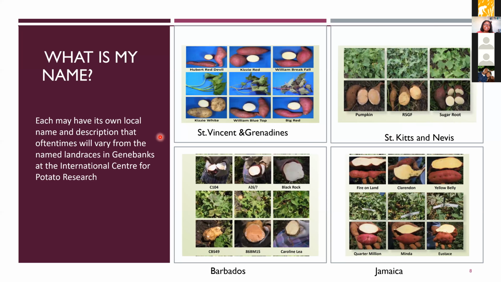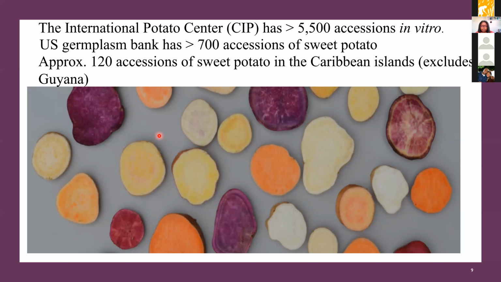However, these varieties, in terms of what they are, may be the same variety in one island, but we just don't know because the name is local, and it may also not match up to the name in the specific gene banks housed at the International Potato Center, or CIP, in Peru, which has over 5,500 accessions. So there's a lot of sweet potato types globally. This is the largest repository, the CIP Center in Peru.